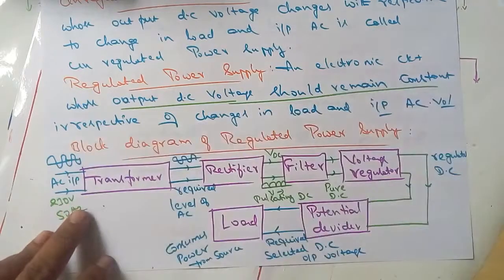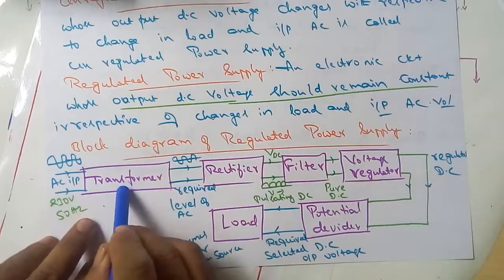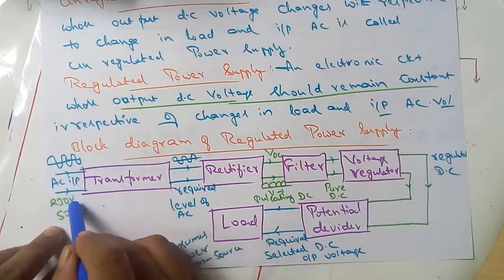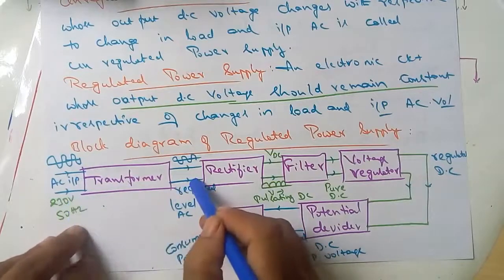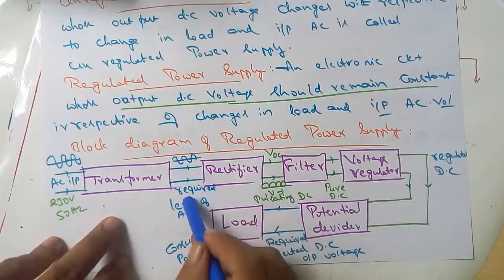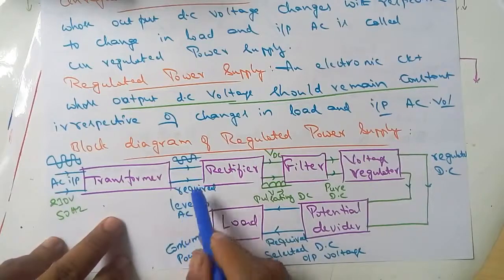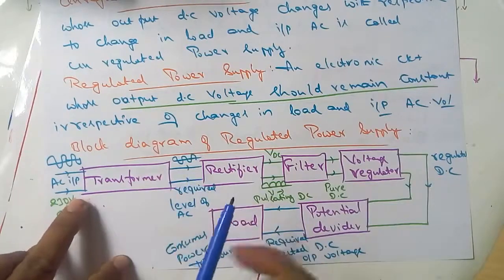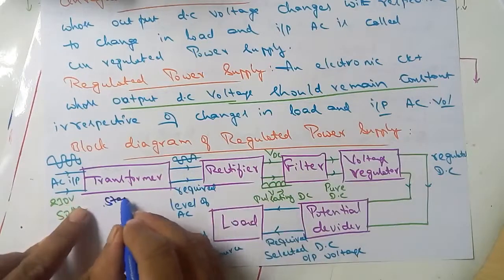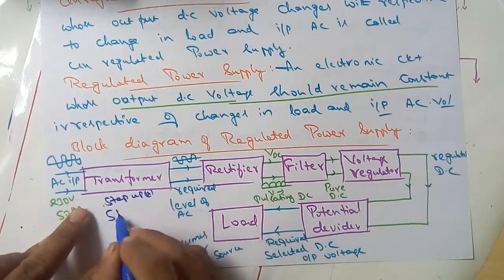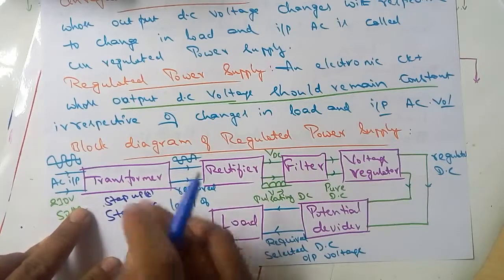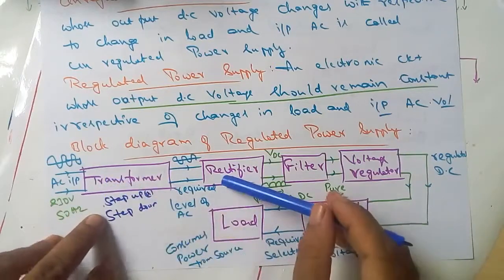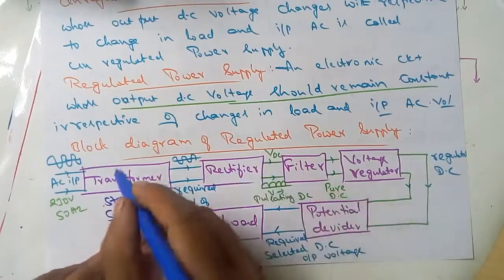Right? So what purpose does the transformer serve here? The transformer converts the AC input voltage into the required AC output voltage. This is the required level of AC. That is the meaning of this. Either it may be step down or step up, you may use either. That is the working of the transformer. Now coming to the next block. So this one is the first block.